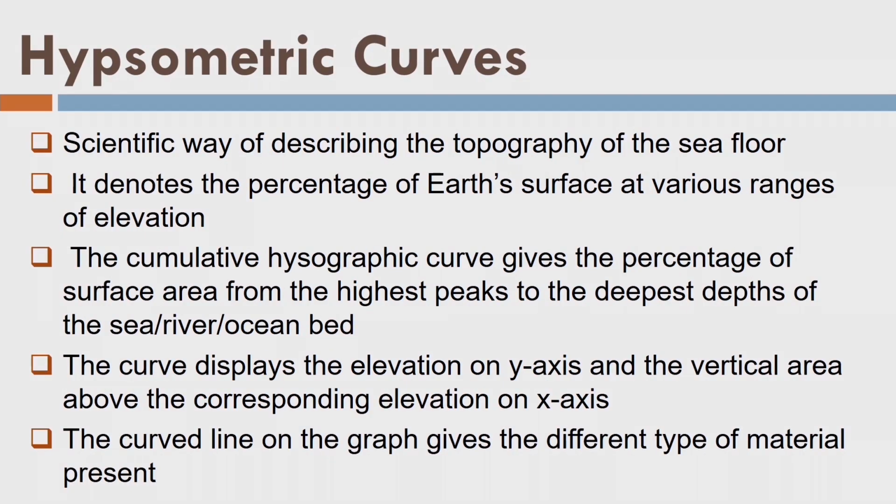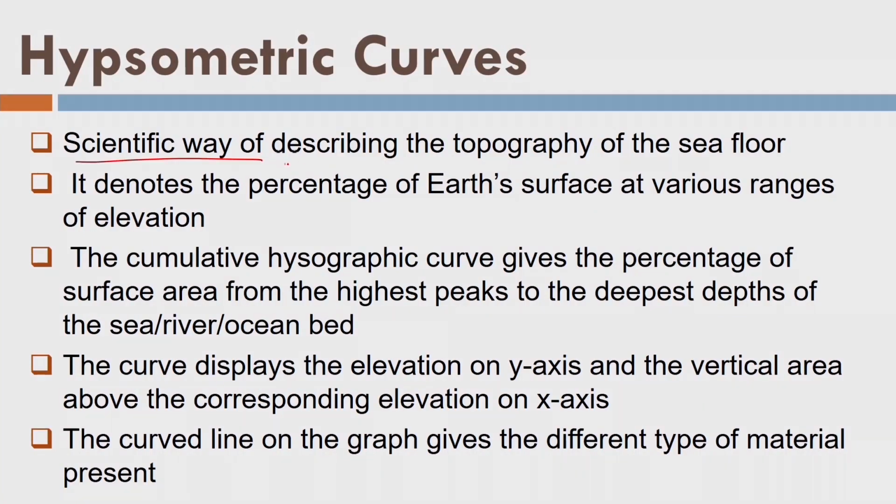And then there is another expression of the hydrographic survey data, which is the hypsometric curve, especially for the sea. What is the hypsometric curve? It is the scientific way of describing the topography of the sea floor. It denotes the percentage of the earth's surface at various ranges of elevation. That means if I draw an elevation level, how much area is above that level on the land as well as above the land in the sea.